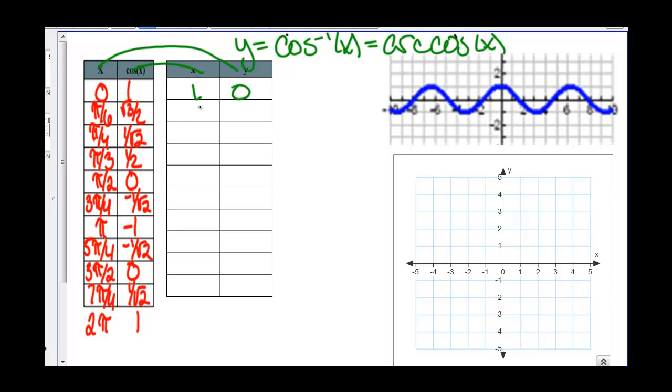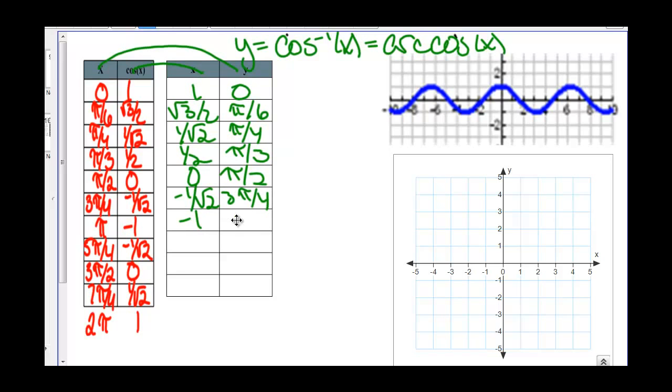We get 1, 0, square root of 3 over 2, pi over 6, 1 over square root of 2, pi over 4, 1/2, pi over 3, 0, pi over 2, negative 1 over square root of 2, 3 pi over 4, negative 1, pi, negative 1 over square root of 2, 5 pi over 4, 0, 3 pi over 2, 1 over square root of 2, 7 pi over 4, 1, 2 pi.